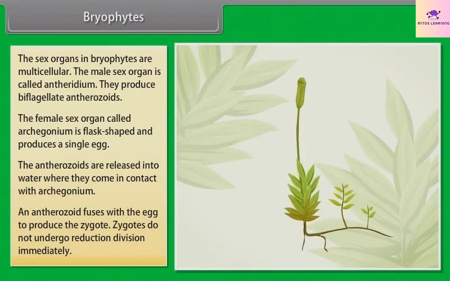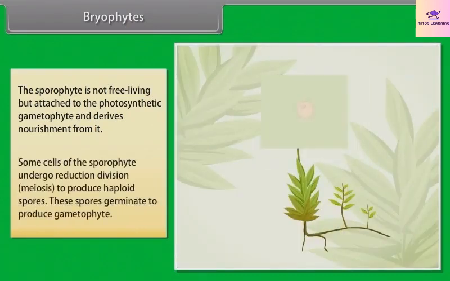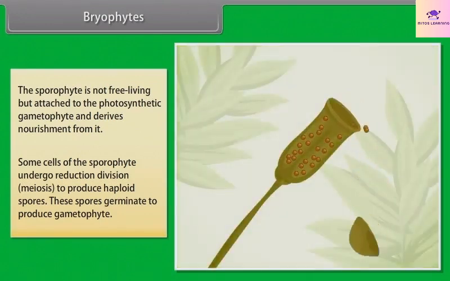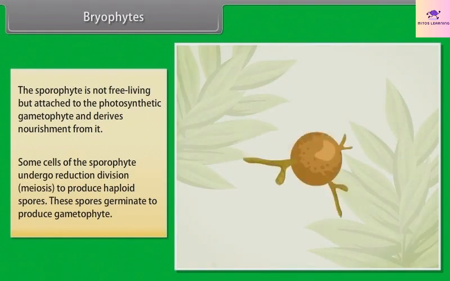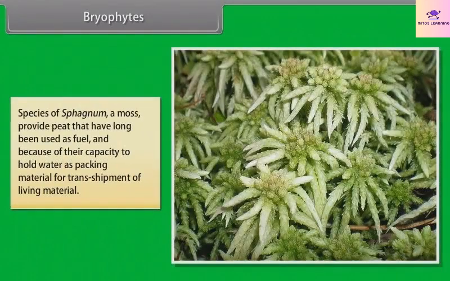Zygotes do not undergo reduction division immediately. The sporophyte is not free-living, but attached to the photosynthetic gametophyte and derives nourishment from it. Some cells of the sporophyte undergo reduction division, meiosis, to produce haploid spores. These spores germinate to produce gametophyte. Species of sphagnum, a moss, provide peat that has long been used as fuel and, because of its capacity to hold water, as packing material for transshipment of living material.